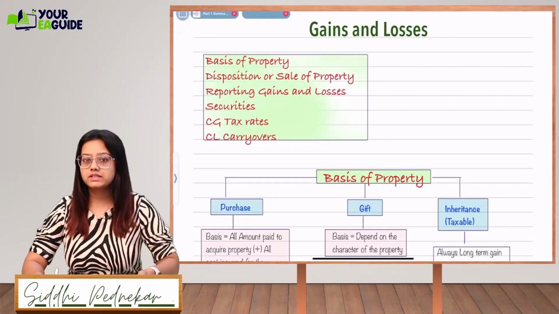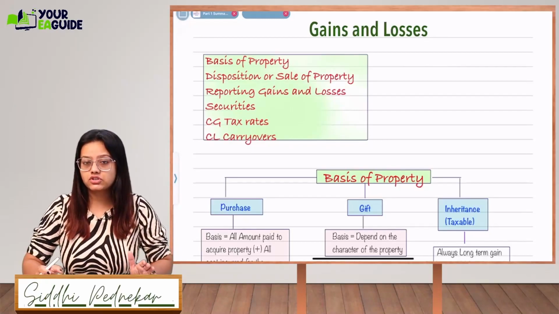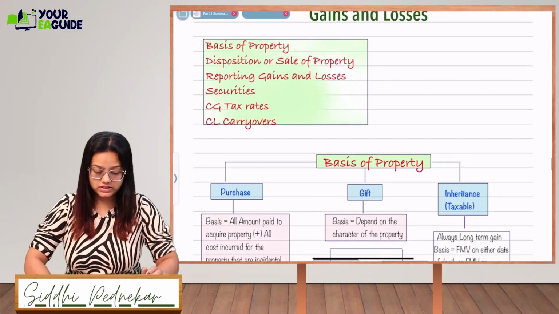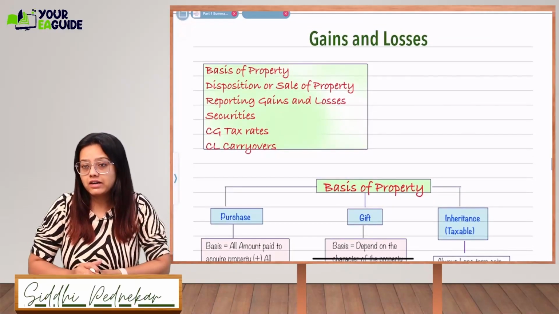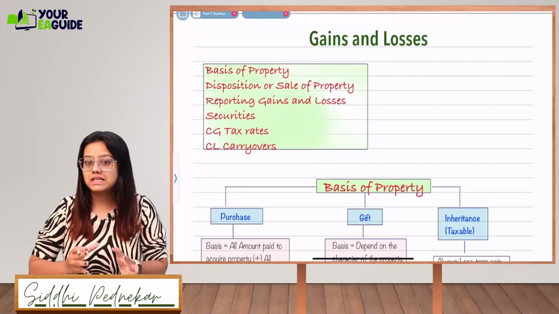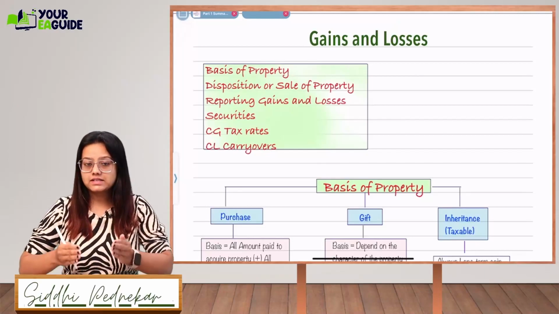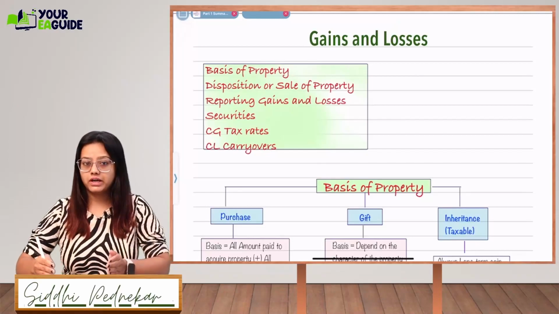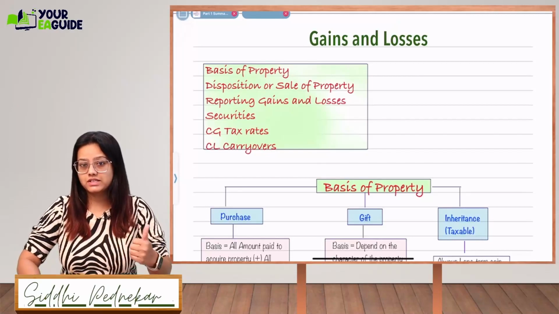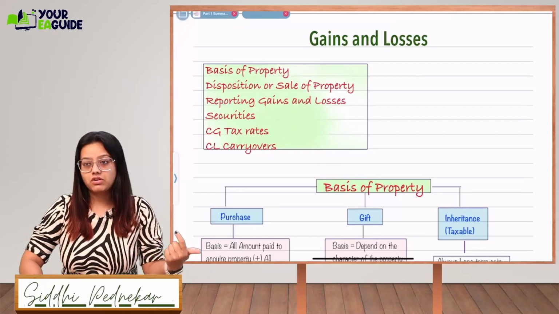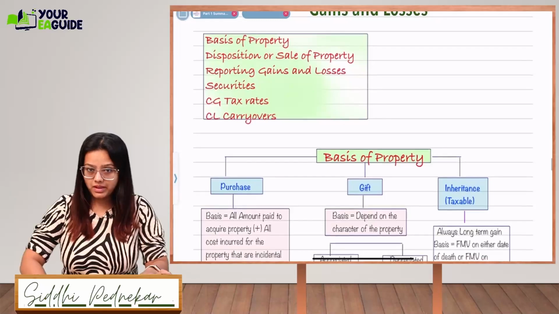So no worries, we'll start with our next topic, that is gains and losses. So what do you mean by gains and losses? In the capital gain topics we have already seen in class, all the gains and losses should be allocated based on the types of property. Whether it's a capital asset or any other asset, it will be allocated accordingly.